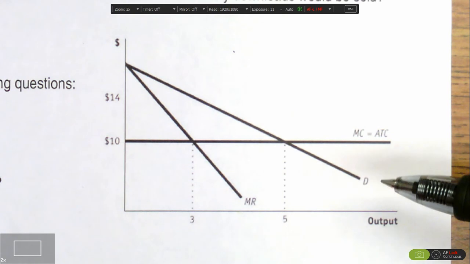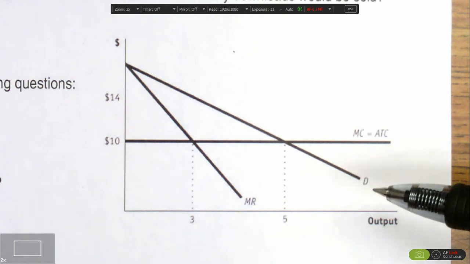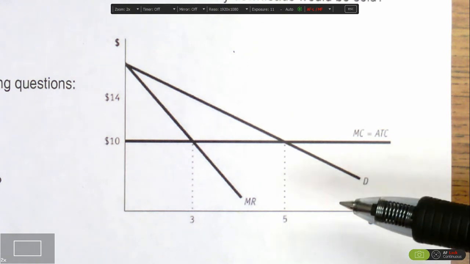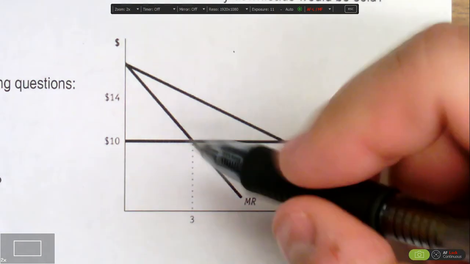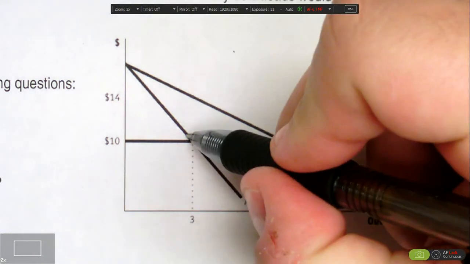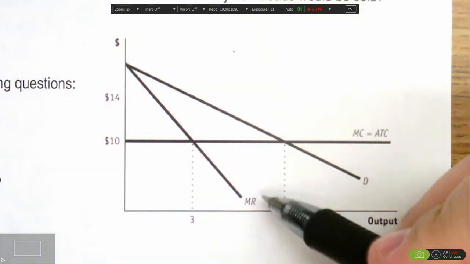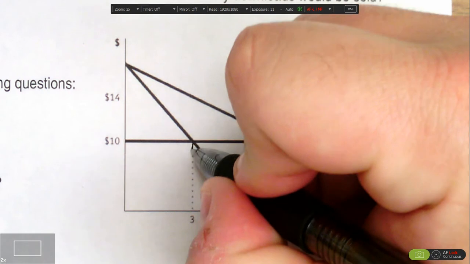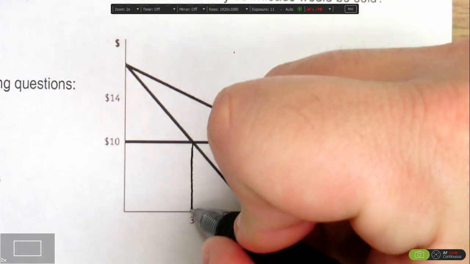First off, it's asking what is the profit maximizing output, and the answer to that is 3. How do I know? I'm looking for where marginal revenue equals marginal cost, so where the two curves intersect, and then I go straight down to the horizontal axis to find the quantity, which is 3.